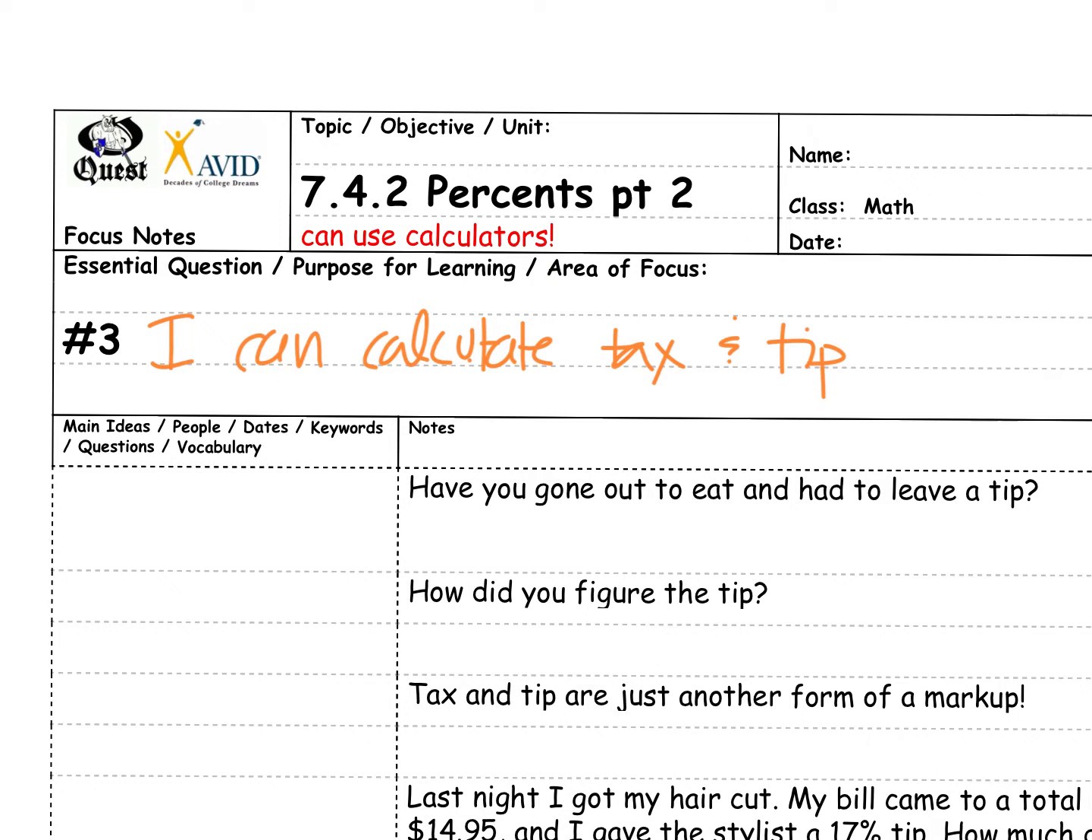So a few things to just start thinking about. If you've ever gone out to eat and you leave a tip for the waitress, that's where we see this in real life. And then think about, how did you figure out the tip? Every family kind of does it differently. Some people might use a calculator. I was taught to take the tax and multiply the tax. Some people look at the bill itself and find 10% and then go up from there. But there's always these little tricks that parents have that you might know about. But really, when we think about tax and tip, it's just a form of markup. So we're going to take our cost and we're going to increase it.